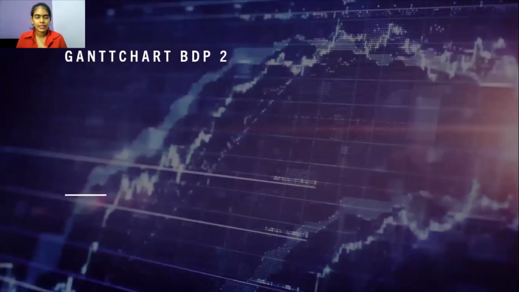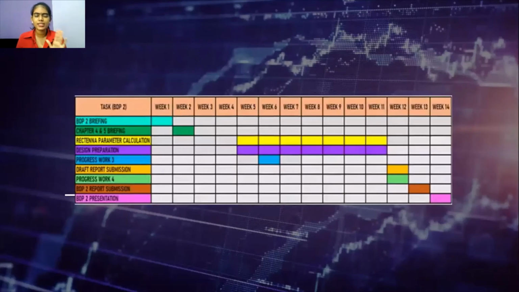And I've also added the Gantt chart of BDP2, which is the progress for next semester. It's the same as BDP1, but BDP2, which is for next semester, focuses more on chapter 4 and 5, as this semester focuses more on chapter 1 till chapter 3. And the same thing, it goes on and ends up with the BDP2 presentation.